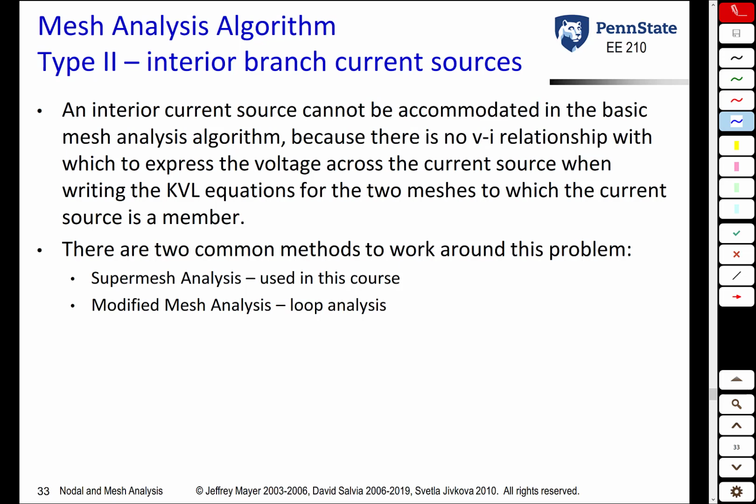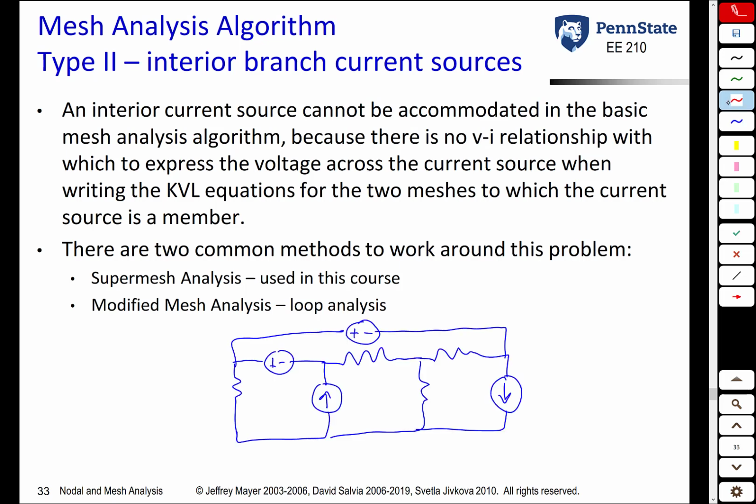Let me first show you what I mean by interior branch current sources. So imagine you have a circuit here. This current source on the right is a perimeter current source. These were easy to handle because the value of that current source equals the value of this mesh current here.